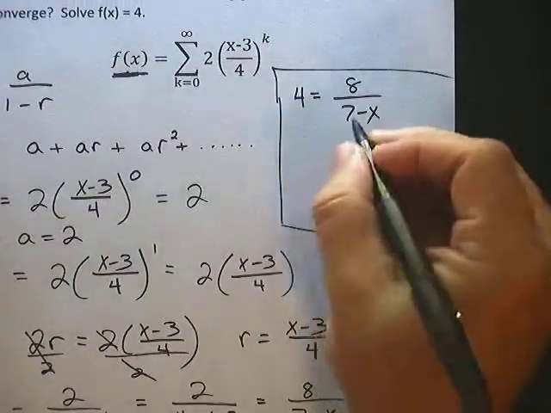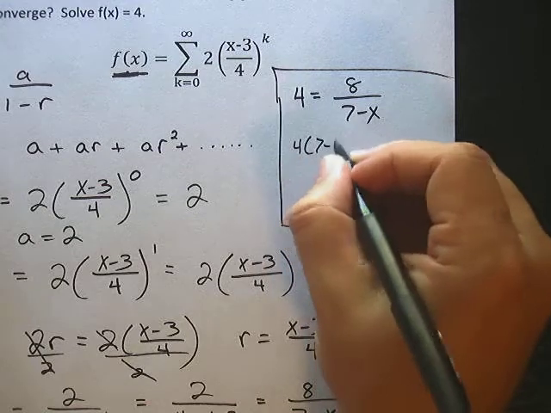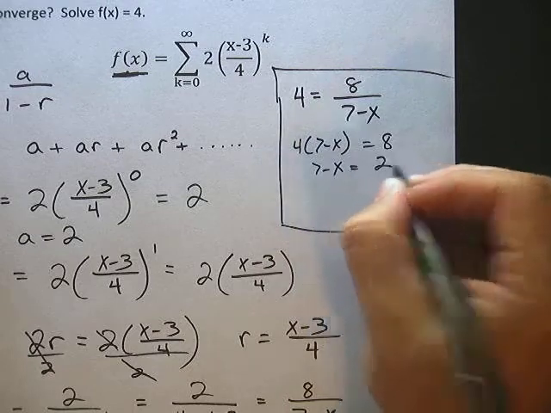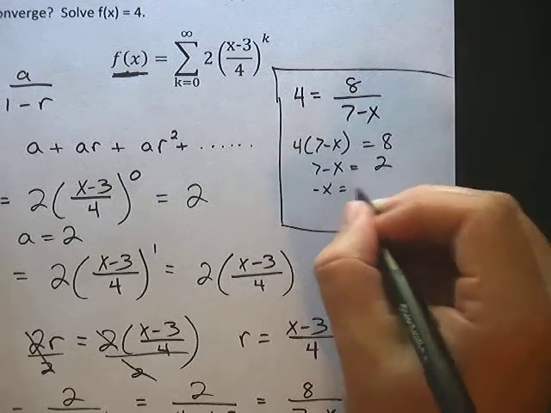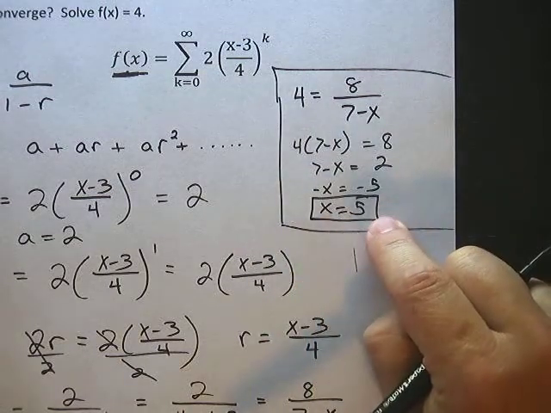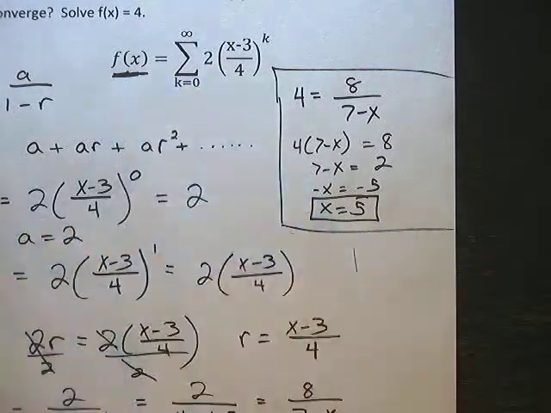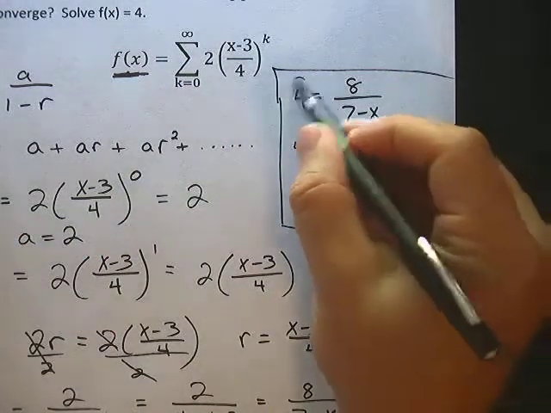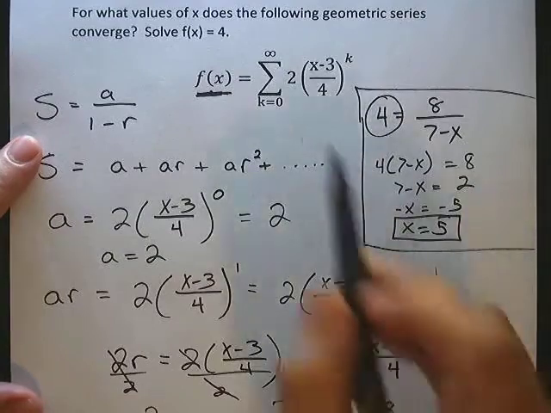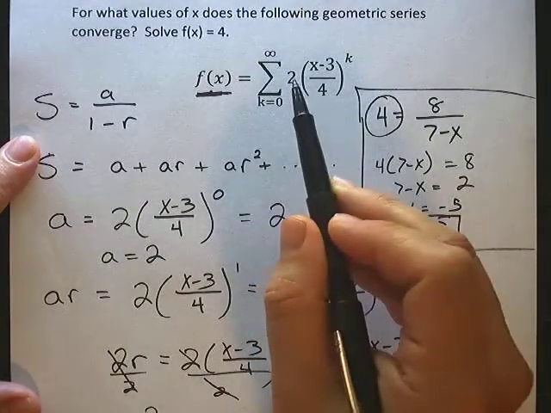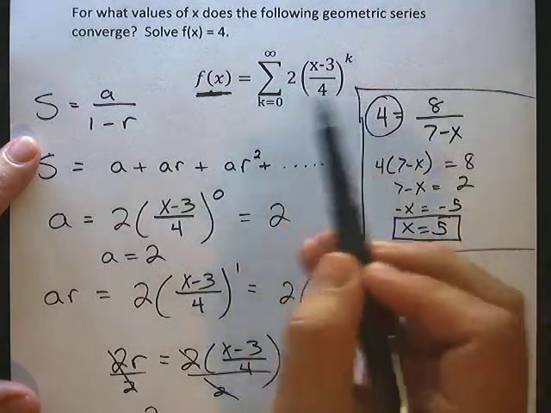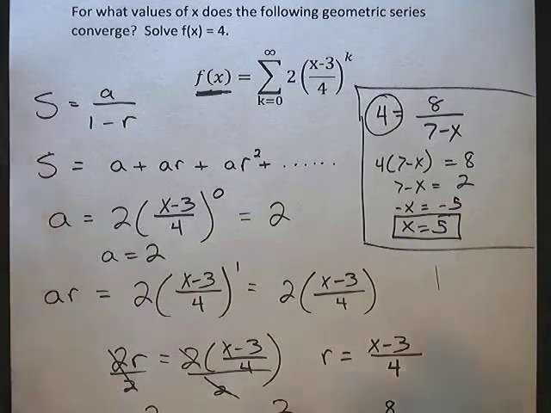So we can solve that. Multiply it over, you get 4 times 7 minus x equals 8. You could divide the 4 over, so 7 minus x is equal to 2. Move that over, negative x is equal to negative 5, x is equal to 5. So when x is equal to 5, this series is going to converge to 4. We worked it backwards. It said solve f of x is equal to 4, so what they were saying is make this series equal to 4. What x value has to be in order to make this series equal to 4? And we found out that it's 5. And that completes the problem.